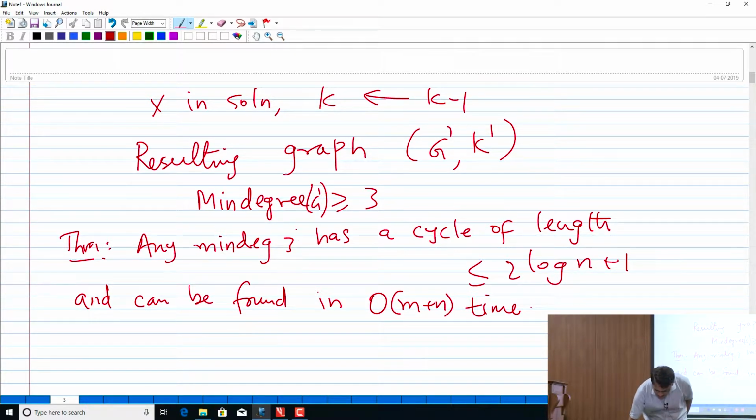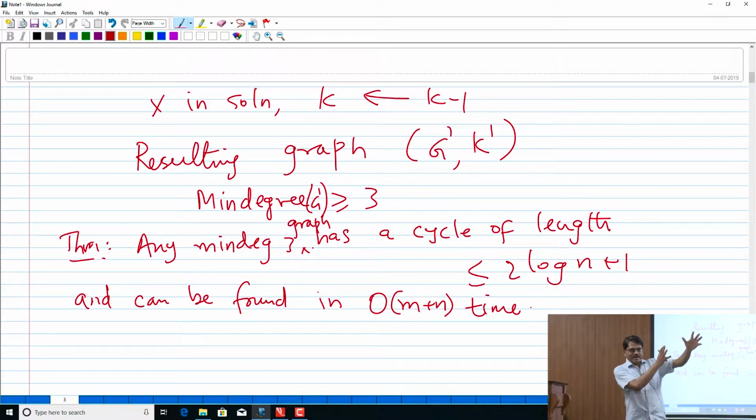Any minimum degree graph. Okay, so now we can go back to our old strategy of branching. So what do I do? I just apply these rules of dealing with degree 0, 1, 2 vertices. If the graph is minimum degree 3, then I am guaranteed a cycle of this length. Find that cycle and branch, because once I find that cycle, I know that it has to be covered.